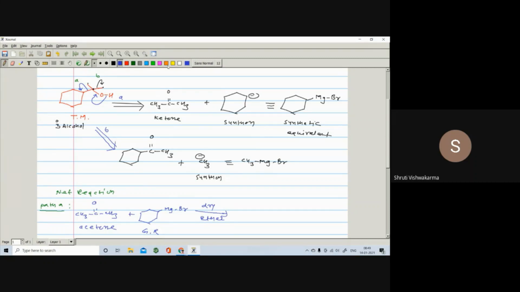So what happens? Oxygen is more electronegative as compared to carbon. The pi bond opens on oxygen, giving O negative and C positive. Here also this sigma bond opens on this carbon. This C negative will attack on this C positive, and you are getting the corresponding compound.